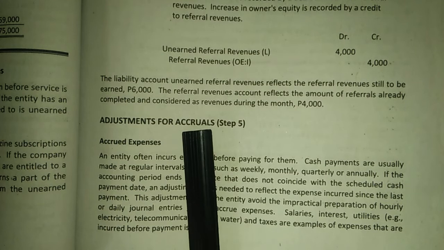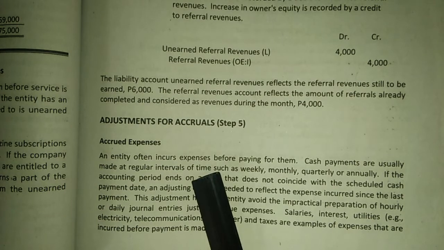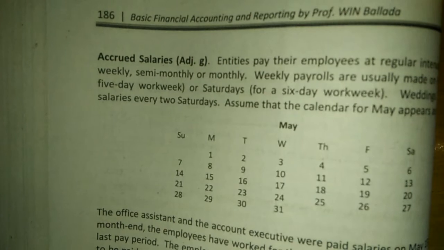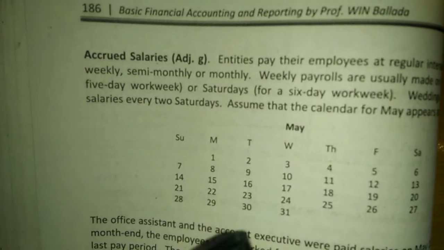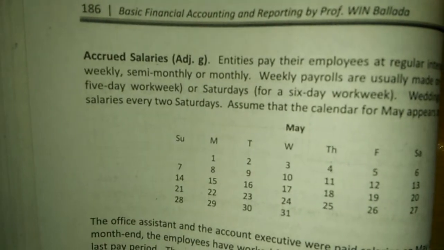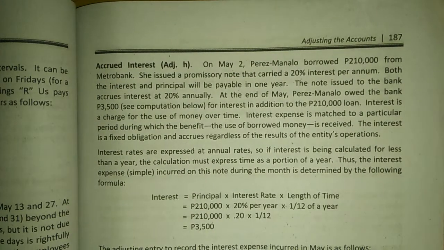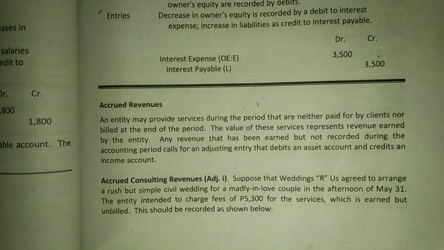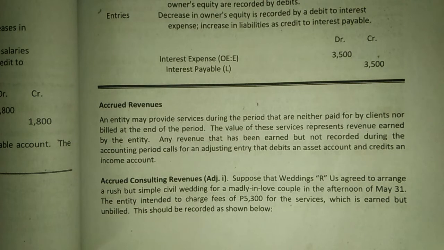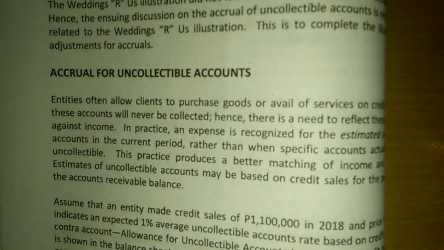Adjustment for accruals. Accrued expenses: expenses already incurred but not yet paid. Under the accrual adjusting entries: accrued salaries, accrued interest. Accrued revenues: accrued consulting revenues. Then we have accrual for uncollectible accounts.